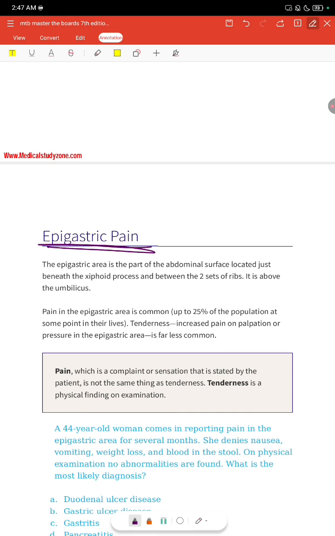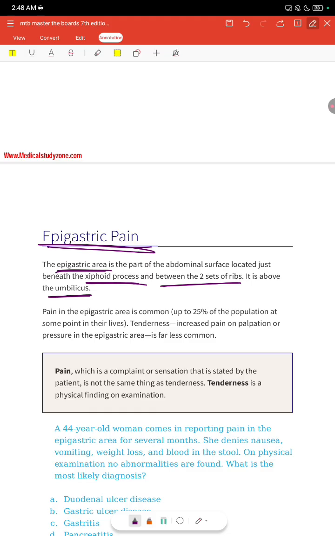Epigastric pain. The epigastric area is the part of the abdominal surface located just beneath the xiphoid process and between the two sets of ribs. It is above the umbilicus. So, what is the epigastric area and where is it located?